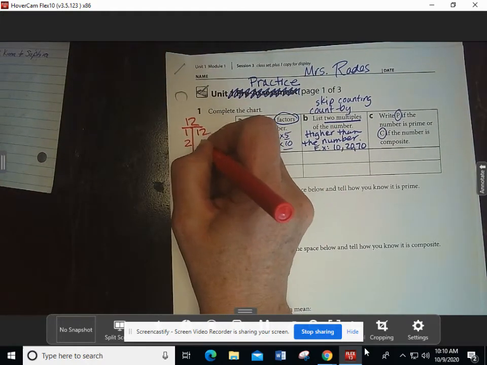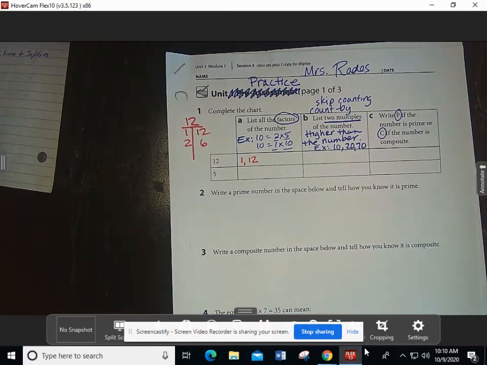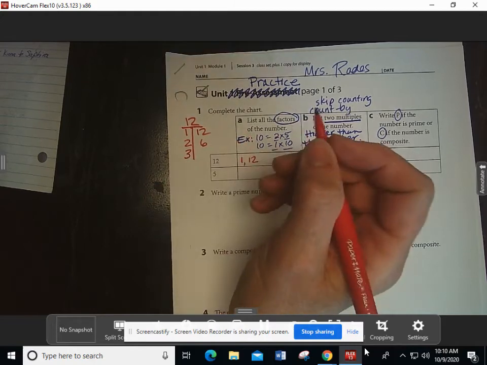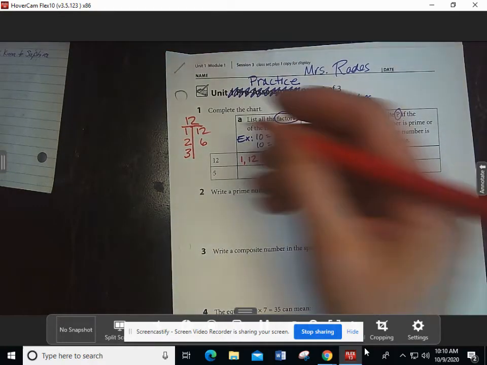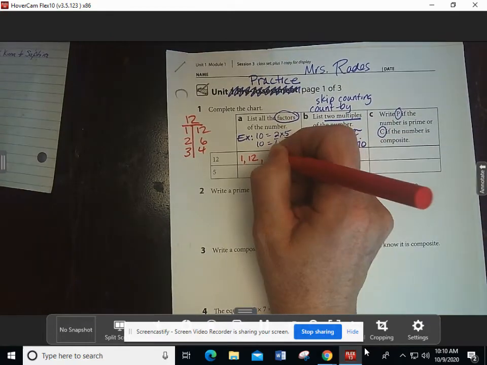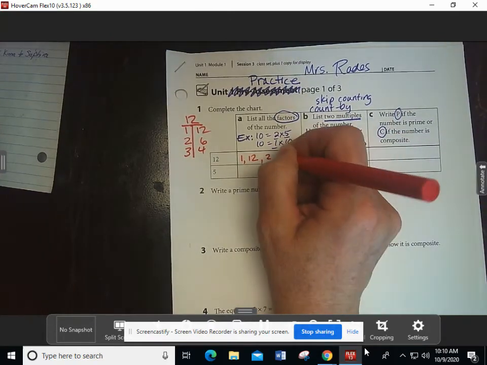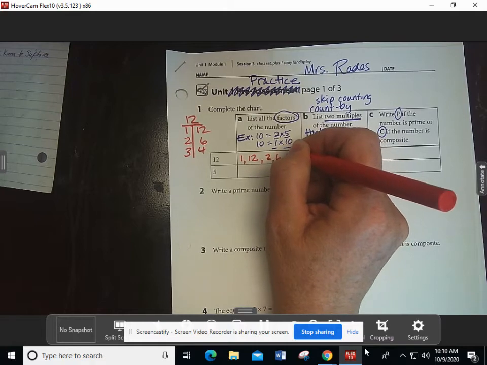Kiona? 6. Okay, what comes after the number 2? Kiona? 3. Did it work? Yes. Yeah, so if we have 3 groups, how many are in each of the groups? Phoenix? 4. So we can list the 2 and the 6, and we can list the 3 and the 4.